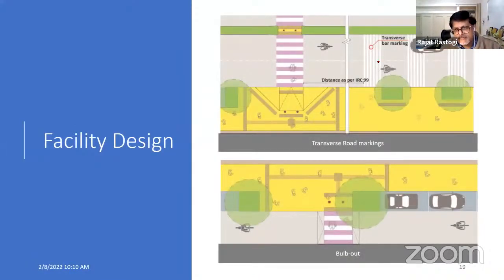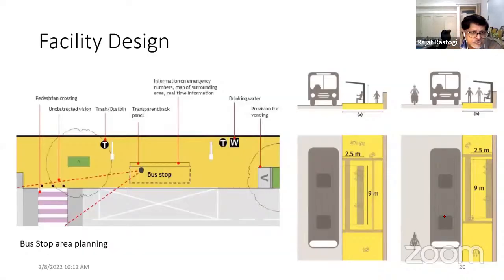Here, another measure which is being taught in terms of calming of speed is transverse bar marking, which can be there. Again, the number of bars, like 6 at a certain distance, is already given in our IRC codes. Then it also talks of doing a bulb out at a location so that the distance which is required to be crossed by the pedestrian reduces, but at the same time, it allows a space which can be utilized for the parking of vehicles on the side. So this is an additional thing being talked about in those codes.